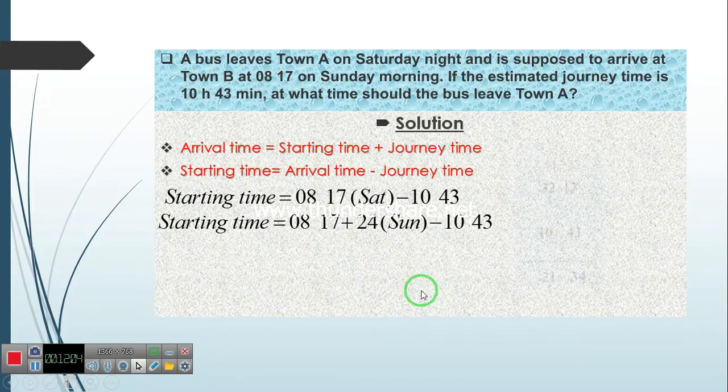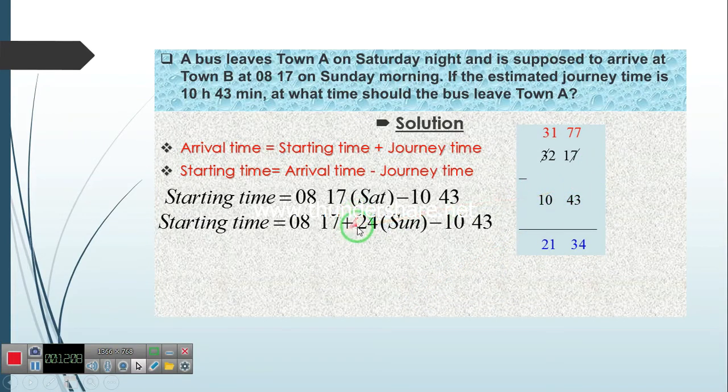Now take a look at how to subtract the time. 17 minutes cannot subtract 43, so you have to regroup from 1 hour. 1 hour equals 60 minutes, so you add it to the minutes to get 77, subtract 43, and you get 34. Then 31 minus 10 is 21. So in total the bus starts from town A at 21:34.